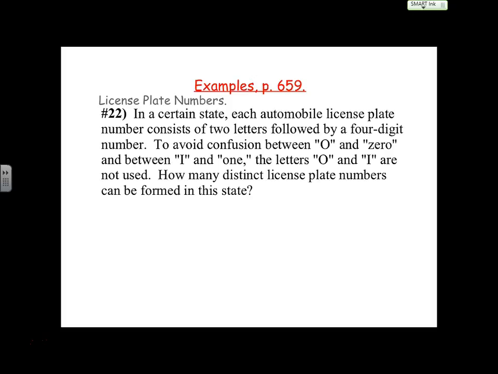And to avoid confusion, which isn't necessarily how California does it, but to avoid confusion in this state, O and 0 are eliminated as options, I and 1 are eliminated as options. Oh, is that what it actually says though? What's actually eliminated? The confusion is between O and 0 and I and 1, but what do they actually just decide to take out? O and I. The letters O and I are not used.